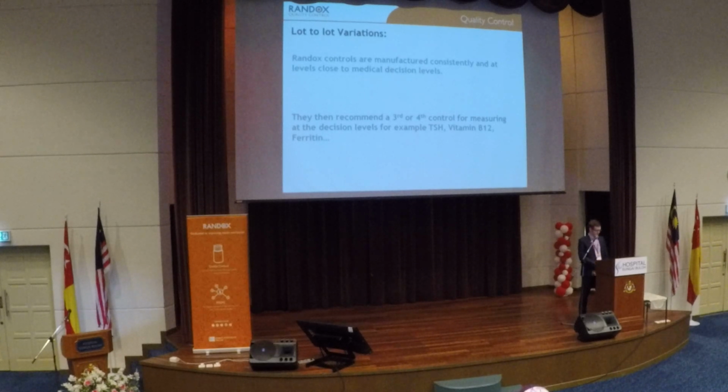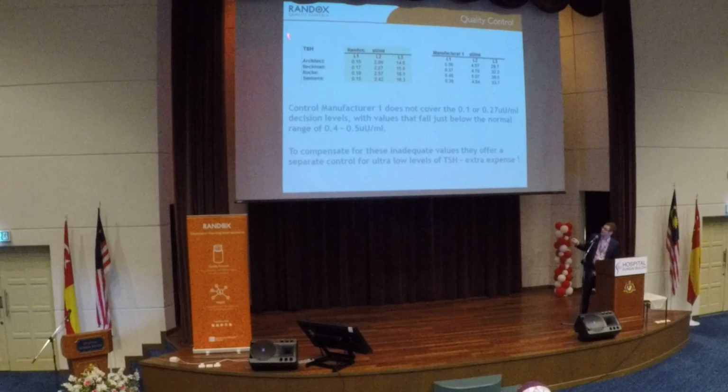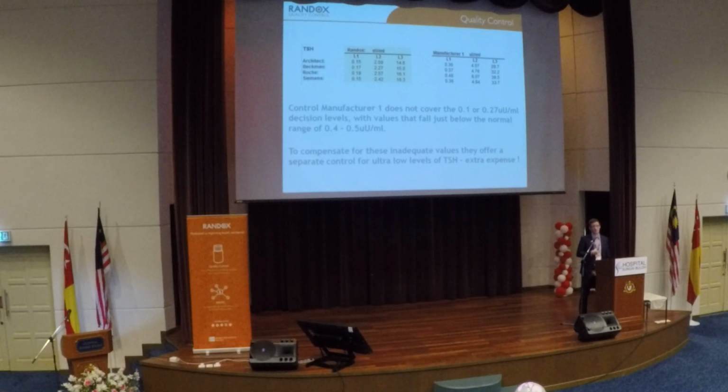So if we have a look at our TSH test, for example, we can see the Randox control values on the left-hand side and values from a well-known manufacturer on the right-hand side. Control manufacturer 1 does not cover the 0.1 or 0.27 units per mil decision levels of TSH. So that means that values fall just below the normal range of 0.4 to 0.5. So that clinically significant range is not being covered with control manufacturer 1 on the right-hand side. To compensate for these inadequacies, they offer an additional low-level TSH control at an additional expense.